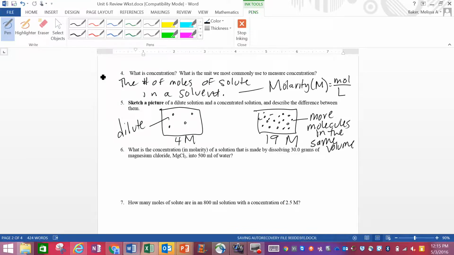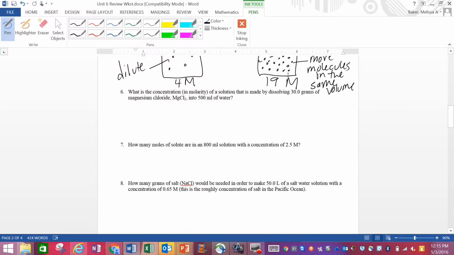Which concentration of a solution is made by dissolving? What is the concentration that's made when you dissolve 30 grams of MgCl2 in 500 milliliters of water? Well, in order to calculate concentration, we need moles per liter. So first, I need to get this into liters. So I'm going to divide by 1,000. That's going to be 0.5 liters.